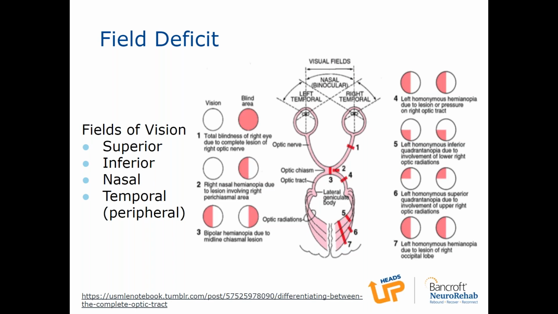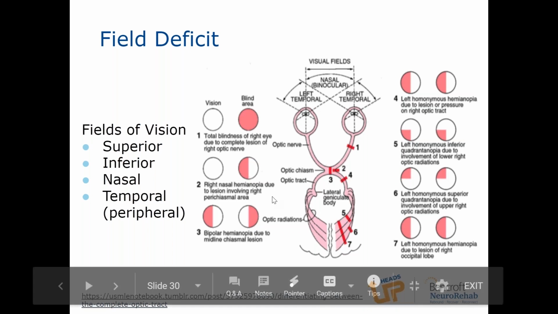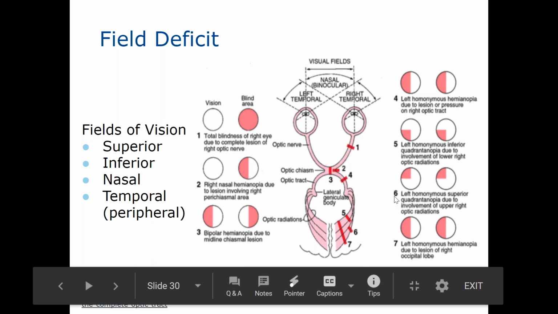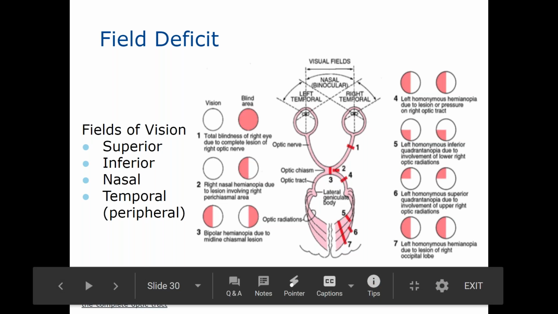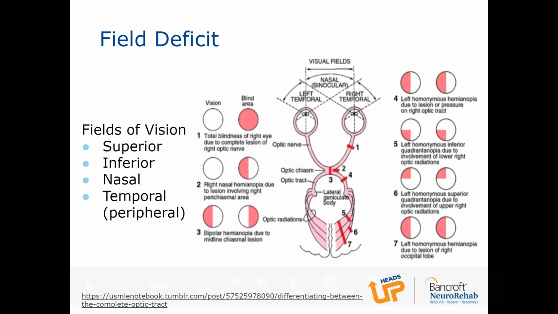All right, and finally, we're going to just quickly talk about field deficits. So really, really common in brain injury. There are 4 fields of vision: superior, inferior, nasal, and temporal or peripheral. Depending on where in the brain the damage or the injury was, there's a lot of variation in terms of where those field cuts are going to occur. This is just an example of 7 different things, and you can look at the picture later, but it shows, okay, if it happened here, this is what we'd expect in terms of their field cut.